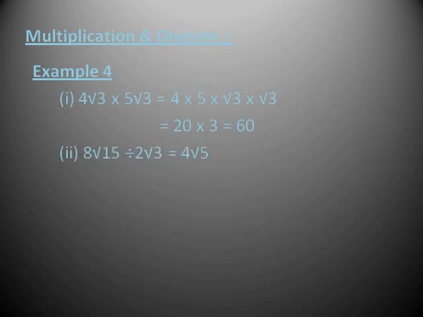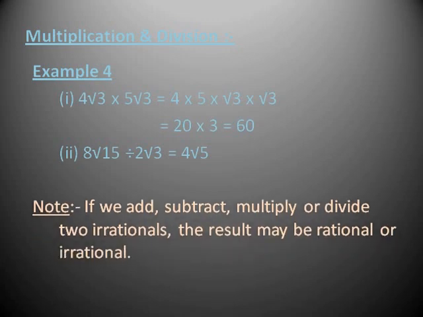In the next example, 8 root 15 divided by 2 root 3. Here we will divide 8 by 2 to get 4, and root 15 will be divided by root 3 as both are like terms. So we get root 5. So the answer becomes 4 root 5, which is an irrational number. And in the first example we got a rational number. So dear students, just make a note that in general, if we add, subtract, multiply or divide two irrationals, the result may be rational or irrational.